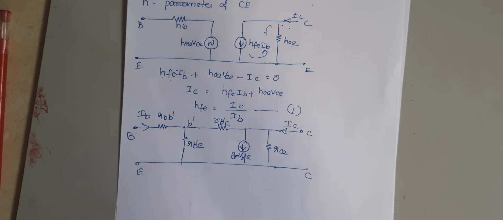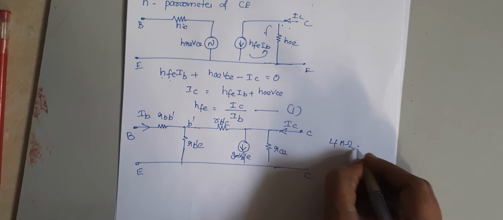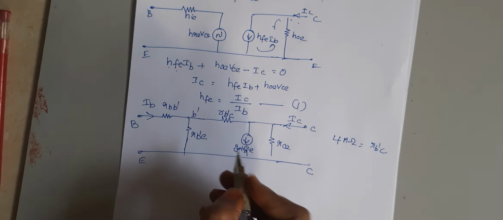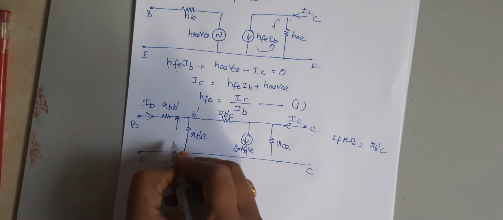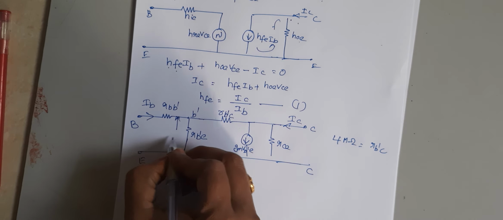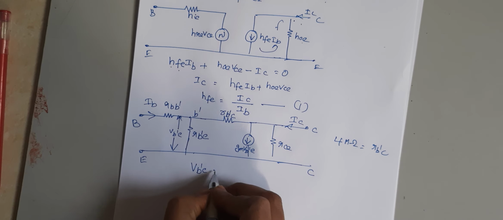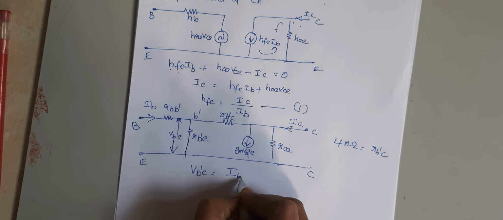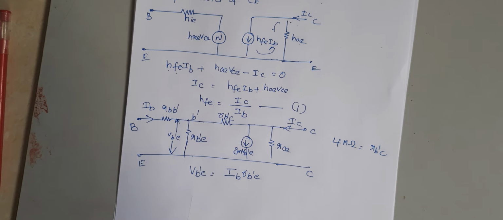Here the RB'C value is 4 mega ohms. So the current flows directly in RB'E. Here VB'E is equal to V is equal to I into R, that is IB into RB'E. Okay. Next.